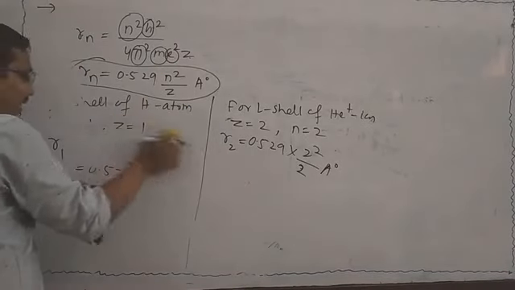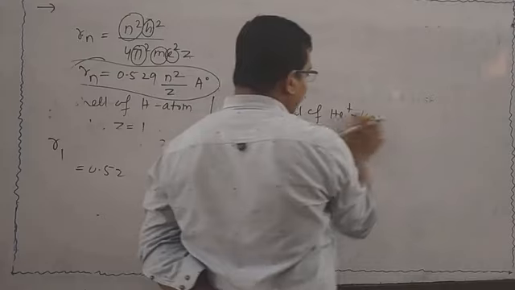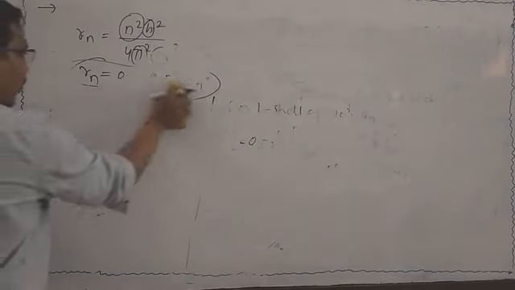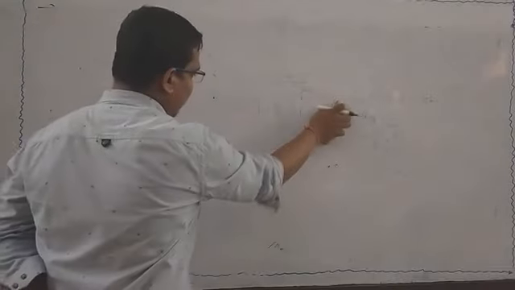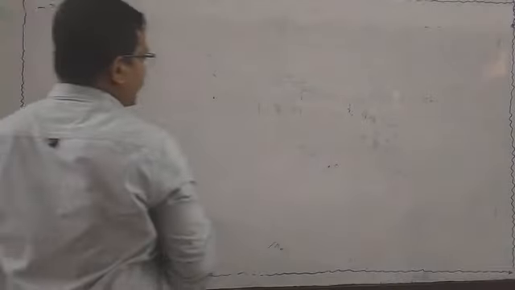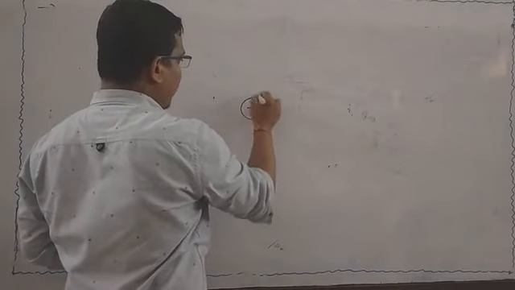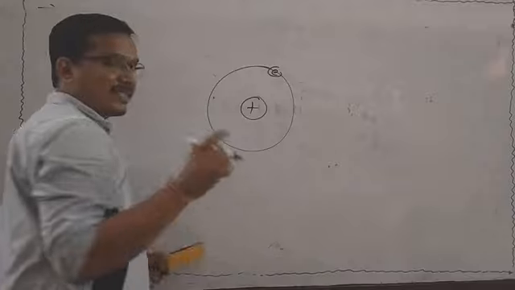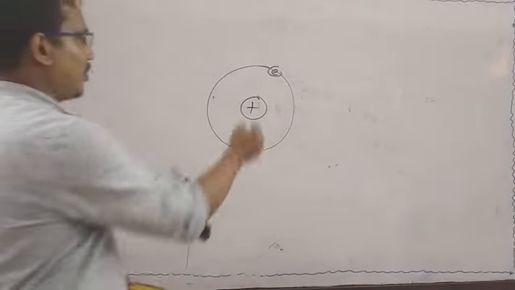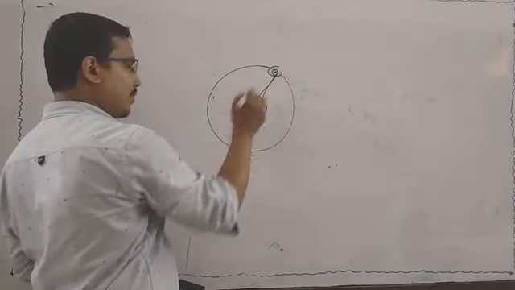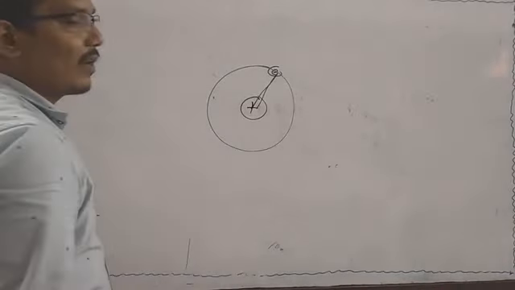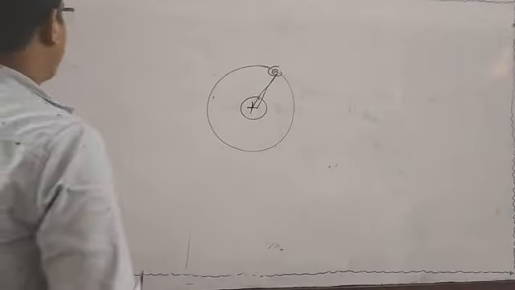Next, I can also calculate the velocity of an electron. All know that the electron revolves around the nucleus. Suppose this is your nucleus, the electron revolves around the nucleus. That means it has some velocity, it has some radius, you can calculate it, it has some energy, you can calculate it. And what is the formula for calculation of velocity?